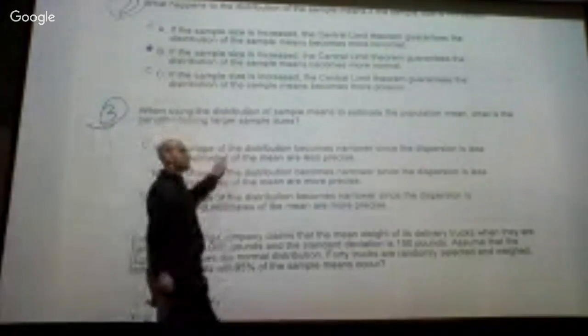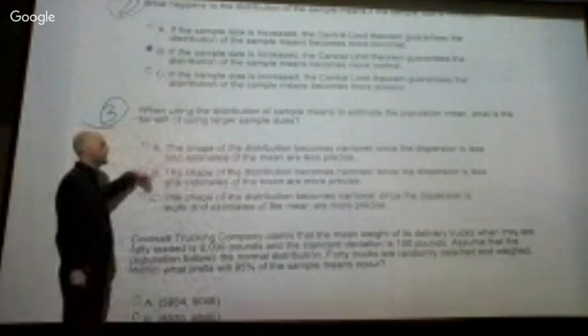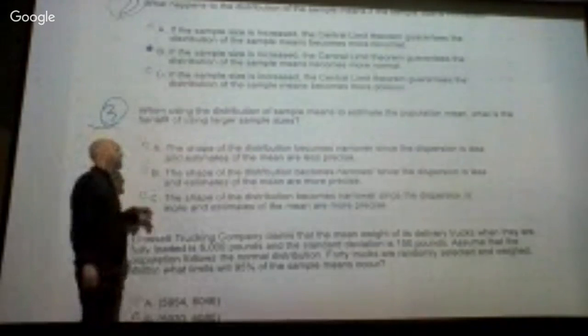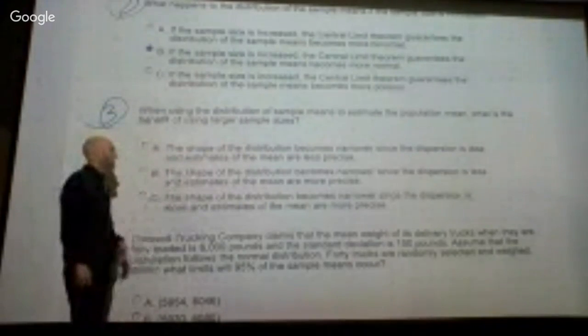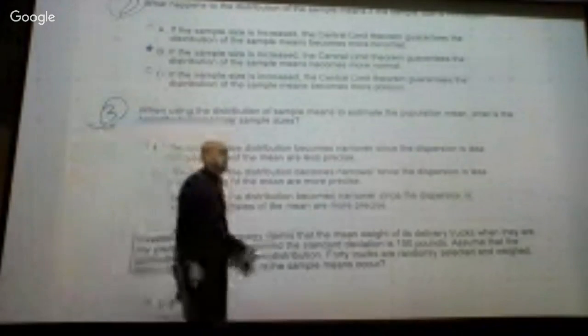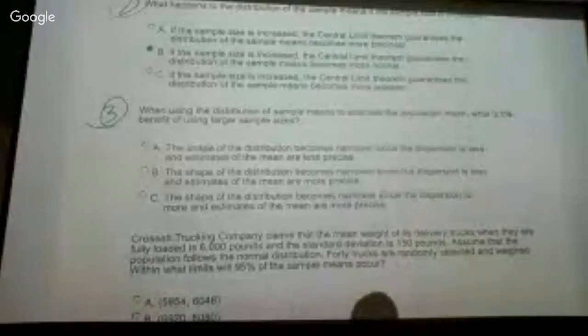3. When using the distribution of sample means to estimate the population mean, what's the benefit of using a larger sample size? The shape of the distribution becomes narrower since dispersion is less and estimates of the mean are less precise. Looks like we've got a double-barreled answer. The shape of the distribution becomes narrower since dispersion is less and estimates are more precise, or the shape of the distribution becomes narrow since dispersion is more and the estimates of the mean are more precise. We've just got 2 different answers juxtaposed there. Which of those 3 contains all truth, no filler?